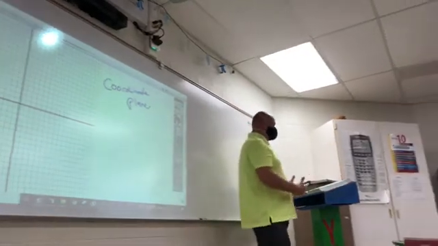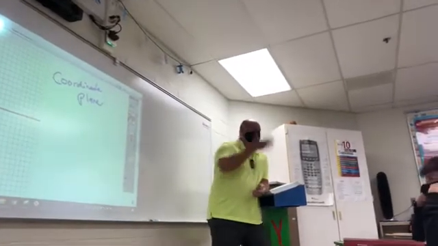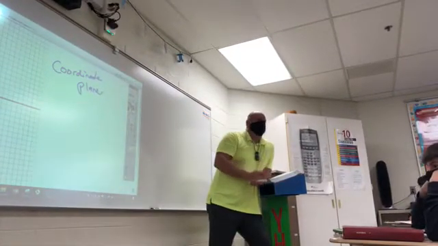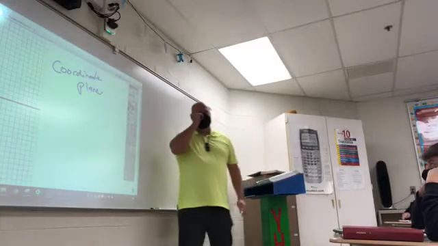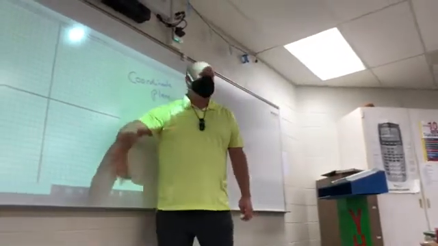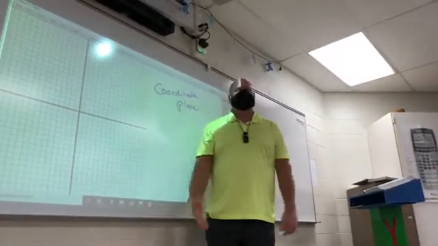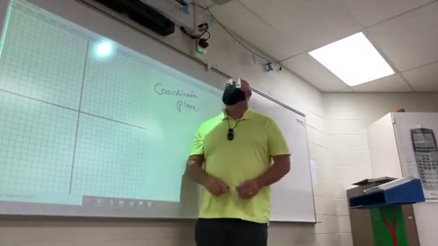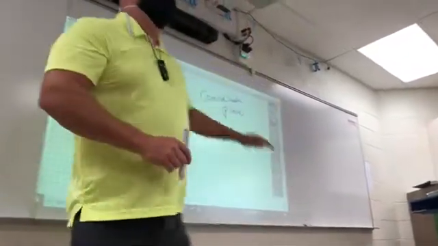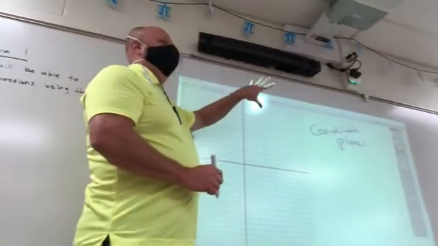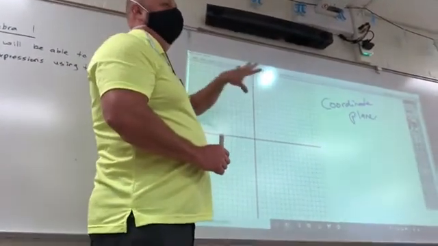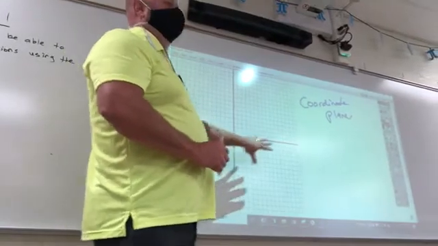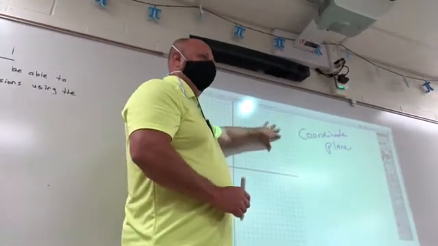Why do we call it the coordinate plane? Well, first off, it's a plane. We'll learn more about planes in geometry, but basically it's a flat piece of paper that goes forever, right? In up, down, right, and left. And it has coordinates on it. Now, we break it into 4 quadrants.